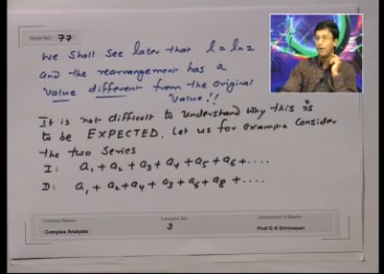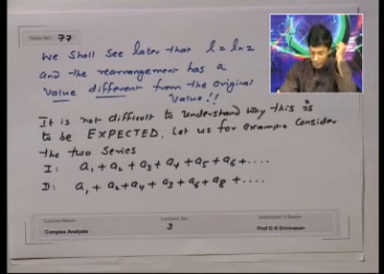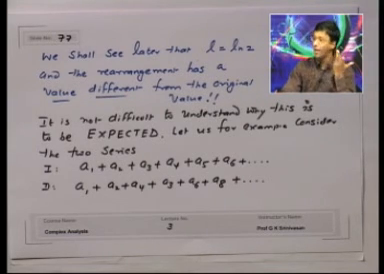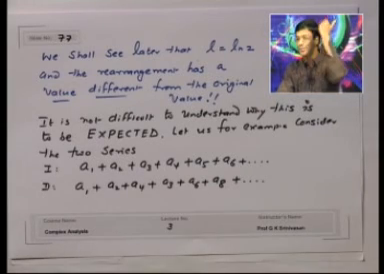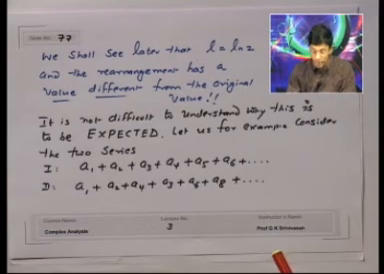What is remarkable is that when it is absolutely convergent, rearrangement does not affect the sum. That is remarkable. The fact that rearrangements change the value of the sum of an infinite series is not at all remarkable, and let me convince you why that is not remarkable.